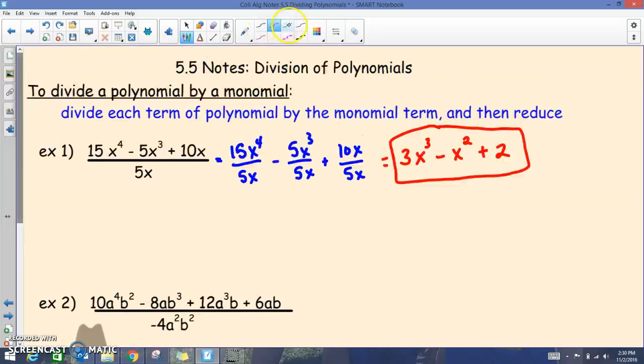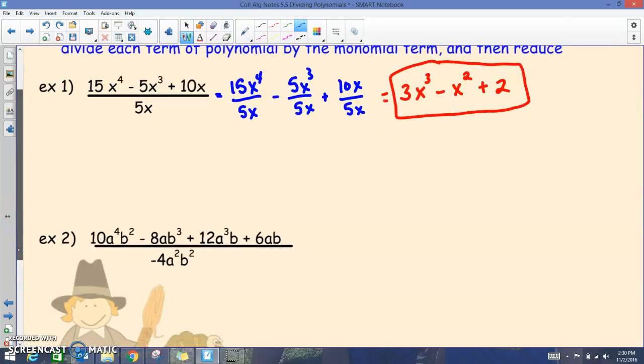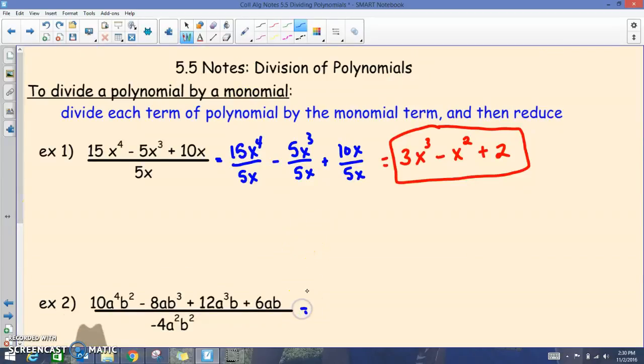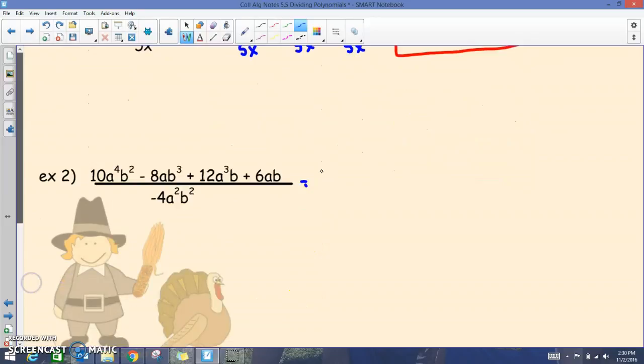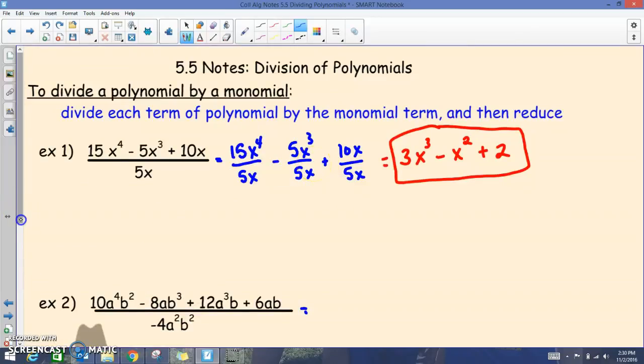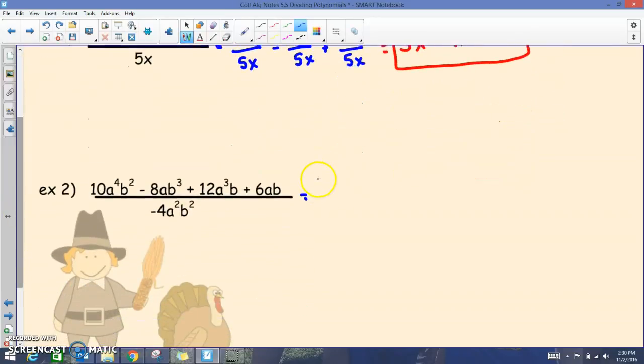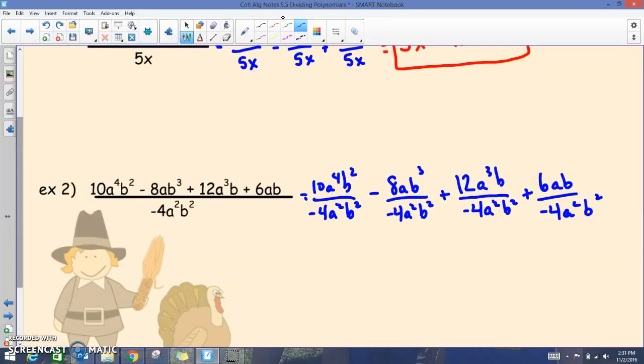Okay, so let's take a look at our second one. We'll do the exact same thing. We'll take each term from the top and divide it by that single term on the bottom. Okay, so I'm going to pause the video and write it. Okay, so if you notice right off the bat, it's not going to reduce perfectly like the previous example.